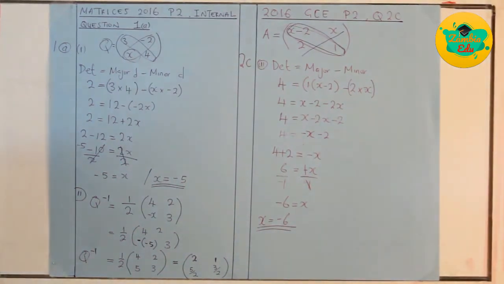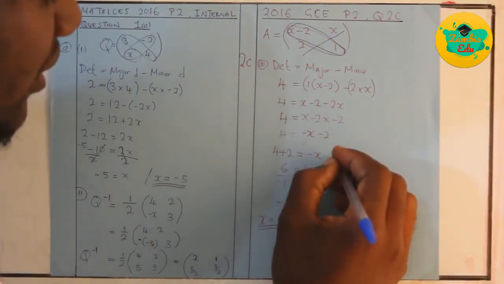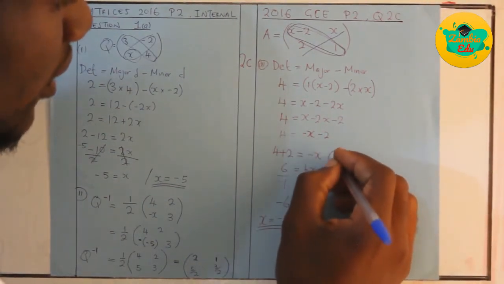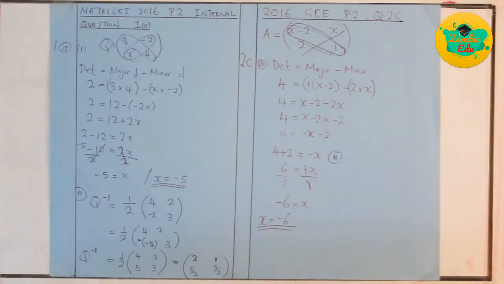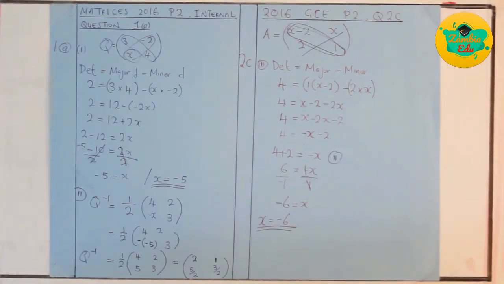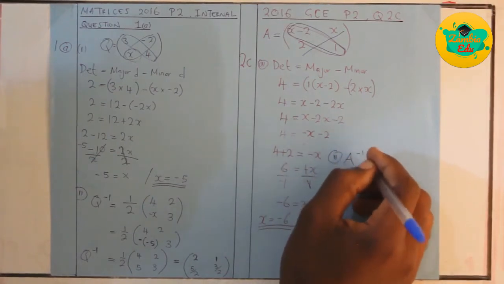We go to our second part of the question, part 2 of the same question. It says, write the inverse of matrix A. So our matrix which we are looking at is A. So you indicate your inverse there.